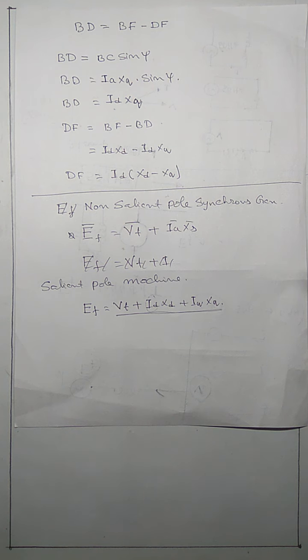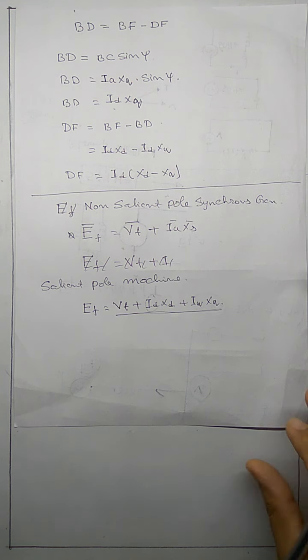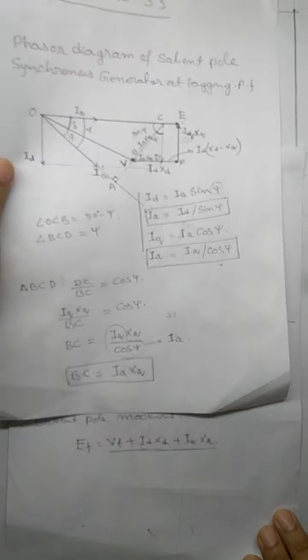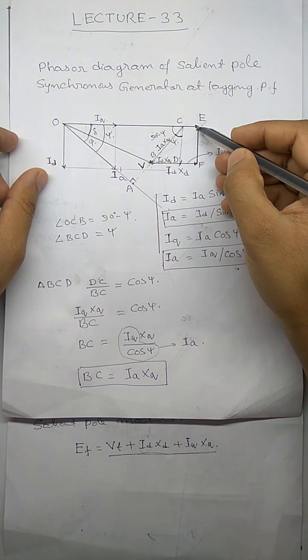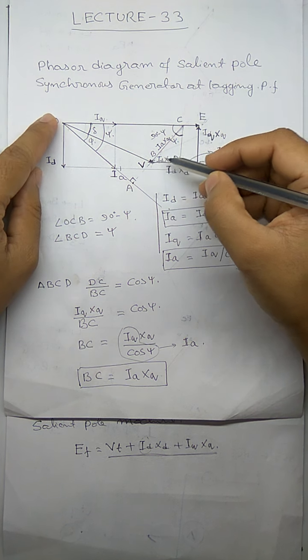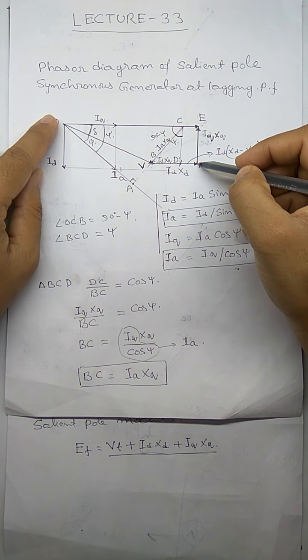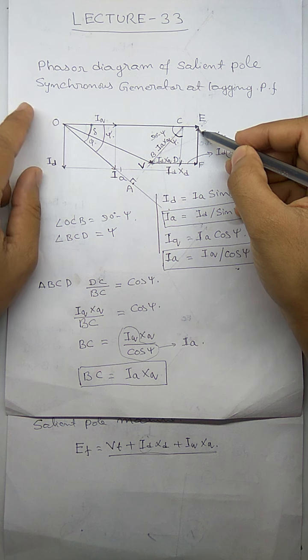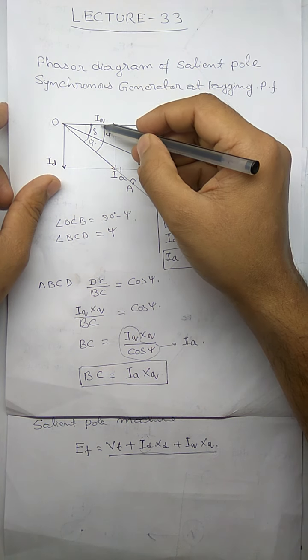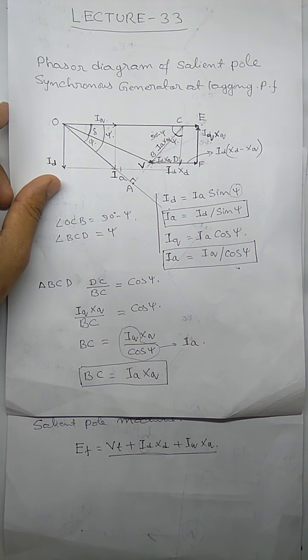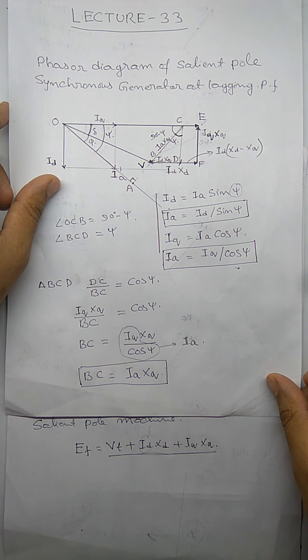So let me repeat what I was trying to say. I was trying to say that if you see this phasor diagram, here E can be obtained as a sum of V plus IDXD plus IQXQ. But we cannot find it because we do not know this angle delta. So we have to find some other method of finding this.